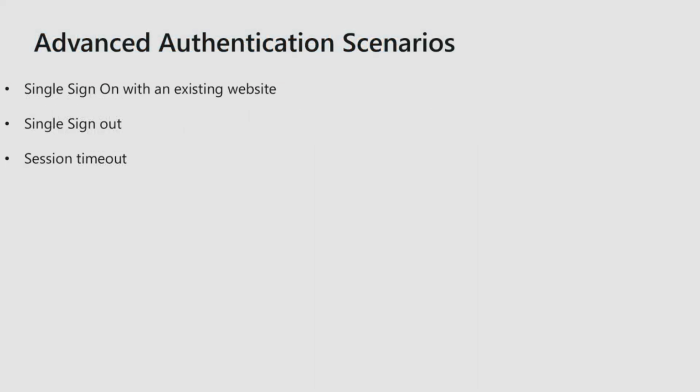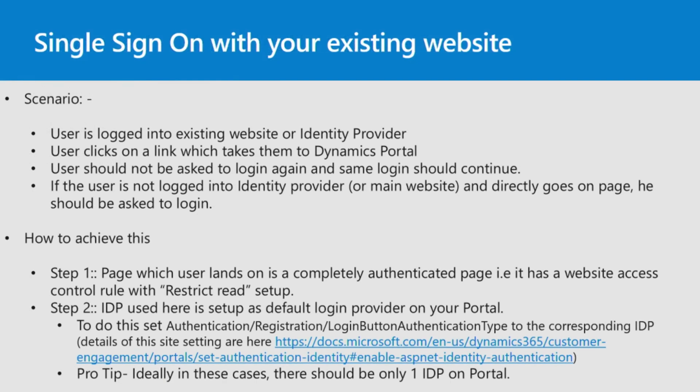Now let's talk about advanced authentication scenarios. First and foremost is single sign-on. Let's say I'm logged in already. How do I make sure I'm logged in when I click on my portal link? A good scenario is if I have a website, I want to keep a link of my portal there, and when I click on that, I should just be logged in because I was logged into the parent website beforehand. How do you do that? How do you do single sign out? And then we are going to briefly talk about session timeouts as well. So the most important thing is single sign-on with your existing website.